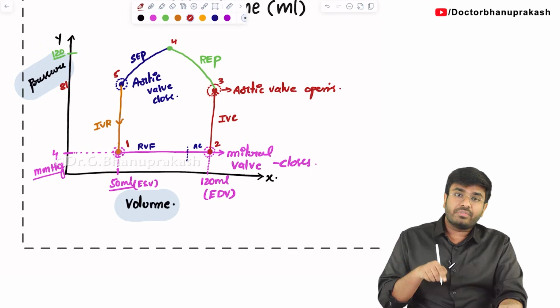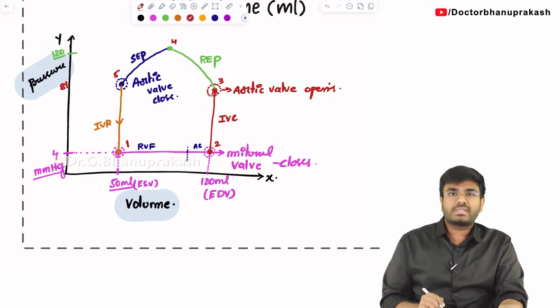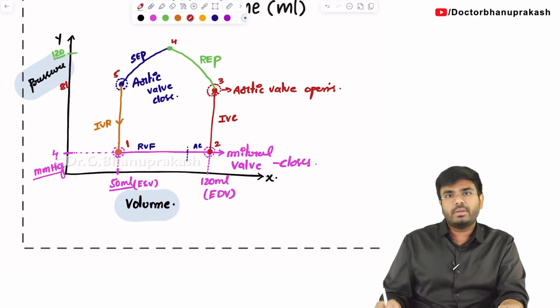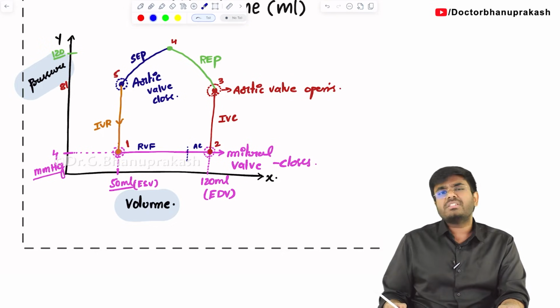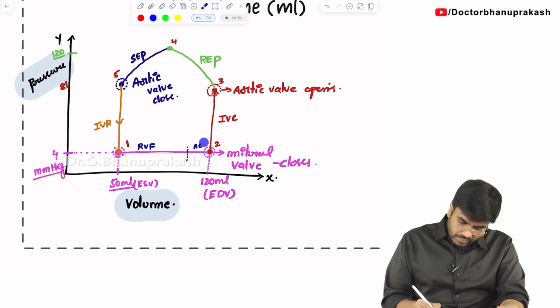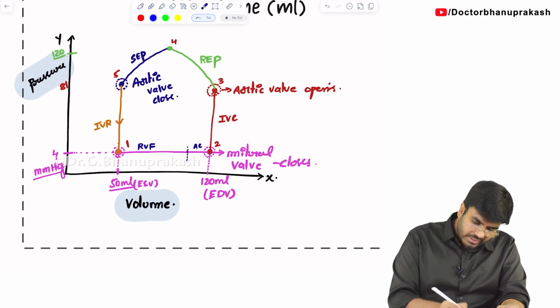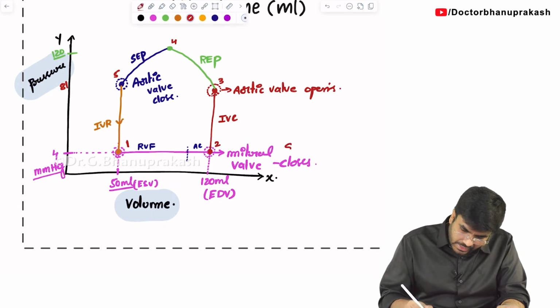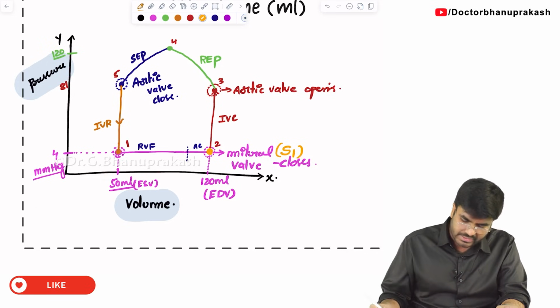Out of all these 5 points, where do you think the first heart sound is heard and where do you think the second heart sound is heard? Tell me. First heart sound, you know, is due to the closure of the mitral and tricuspid valves. So where does the mitral valve close? So here, this is the place where the S1 heart sound is heard.